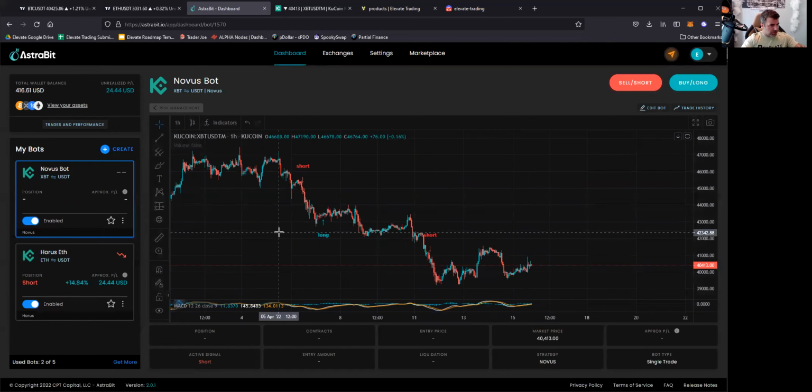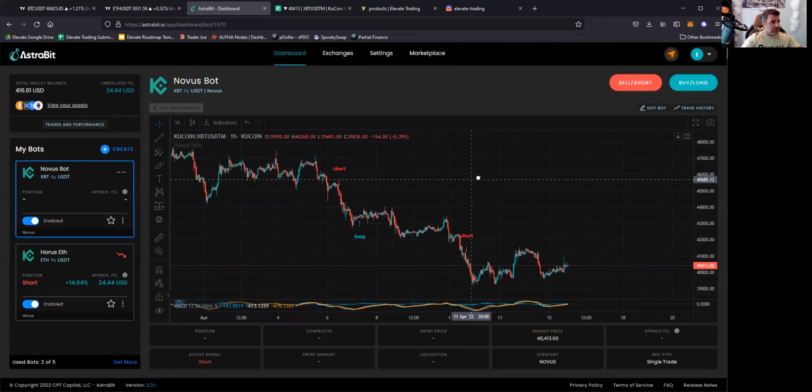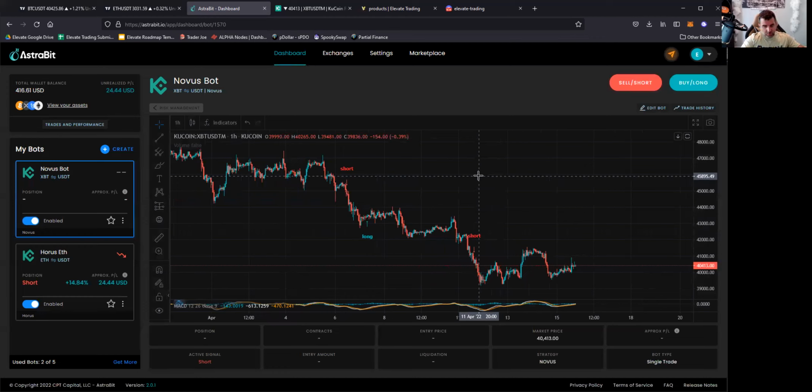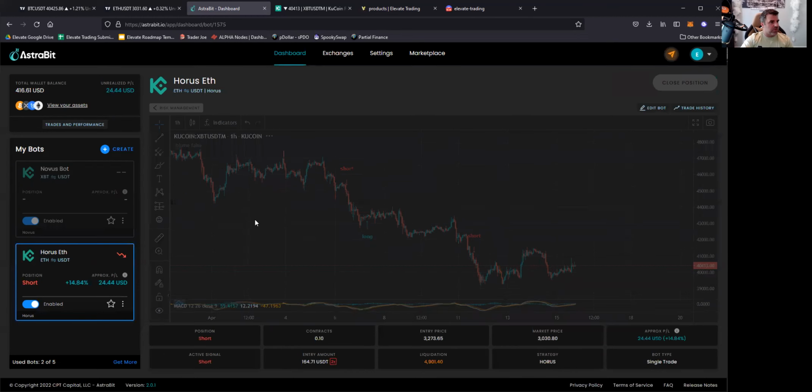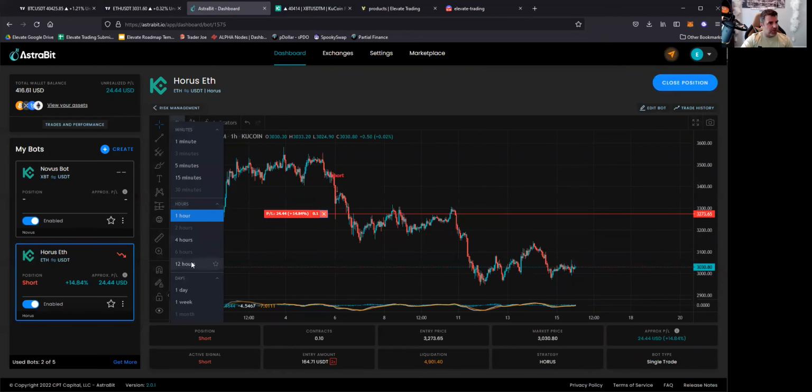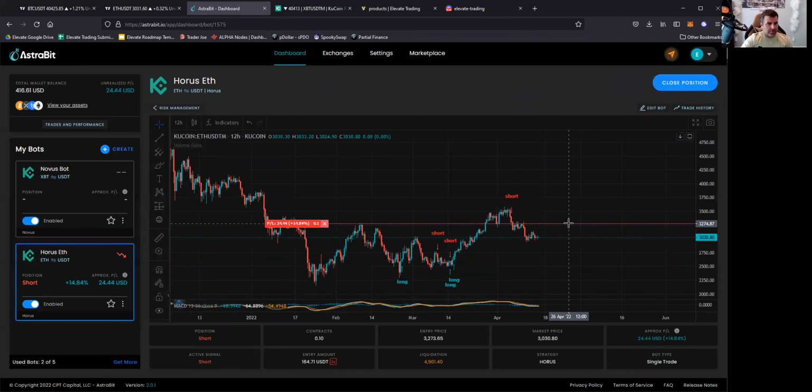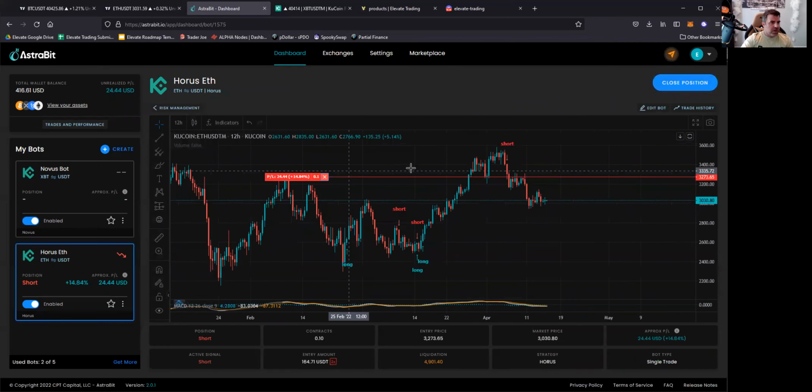Okay, so let's walk through some of these bot settings. Okay, so Horus is already in a short. I'm not playing with this one. It's already up 14%, 15%. It's kind of doing its thing. It looks pretty good to me.